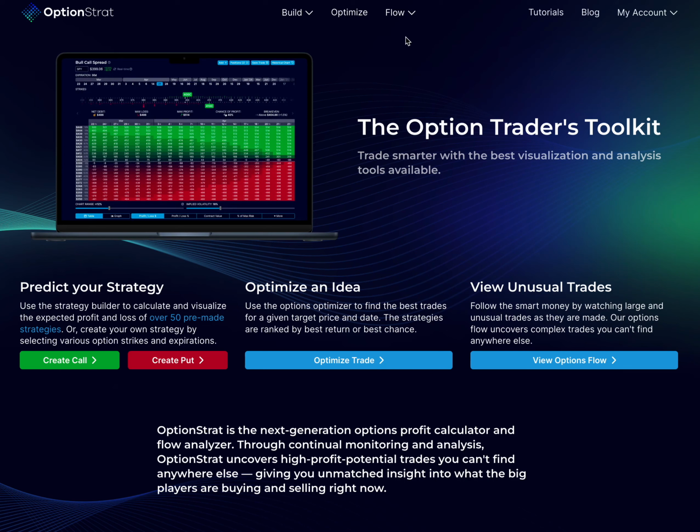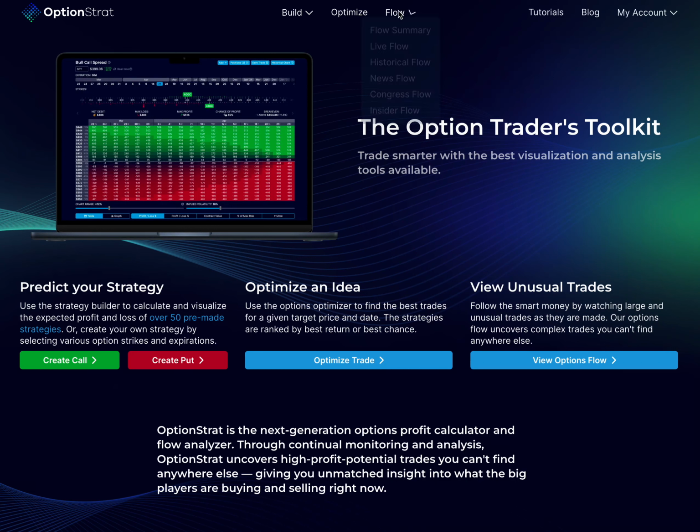Now, Flow is an additional fee. Everyone will get some basic Flow information. Even if you haven't paid for the Flow feed, you'll have about 10% of what would normally be in there. And that data is going to be delayed unless you have the Flow add-on to OptionStrat. But let me show you why it's such a great add-on.